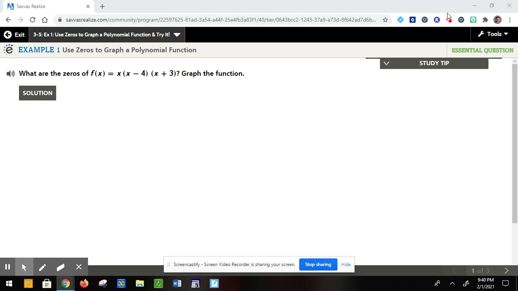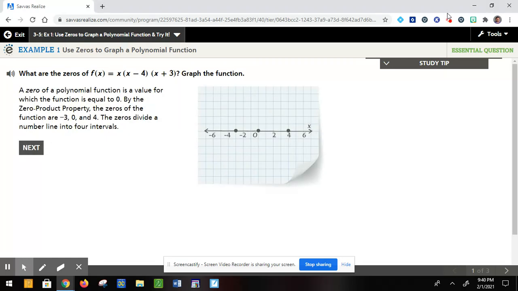Welcome to lesson 3.5. We are going to use zeros to graph polynomial functions. Well, in this example, really we're just looking at how to find zeros in different scenarios. When it's in factored form, it's pretty simple. You just set them equal to 0. So one of the zeros is 0, one of the zeros is 4, one of the zeros is -3.